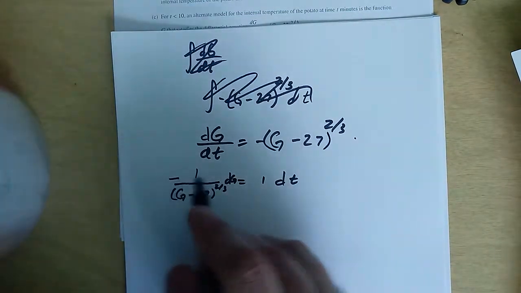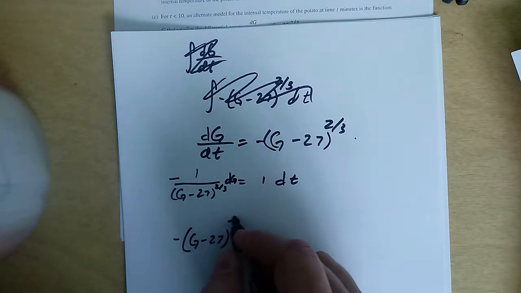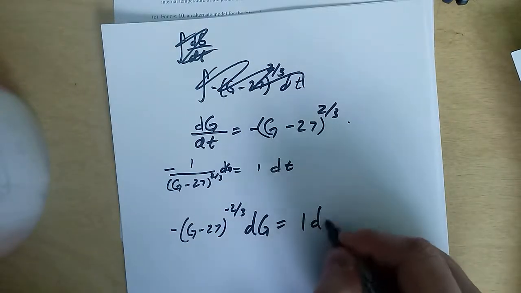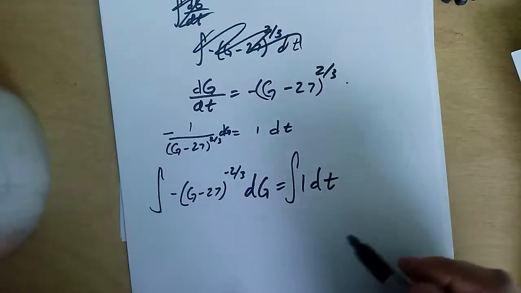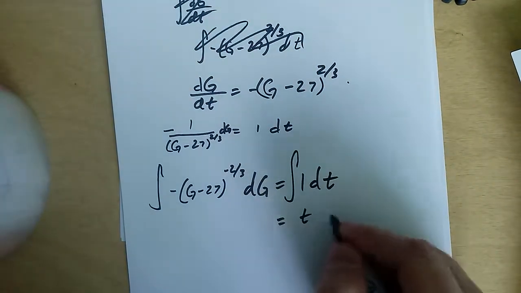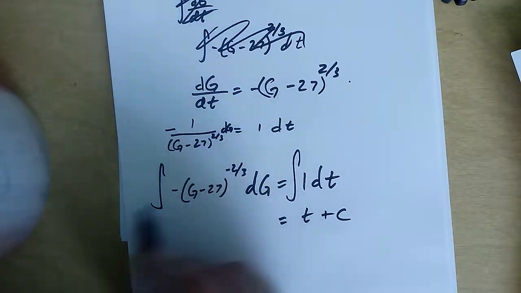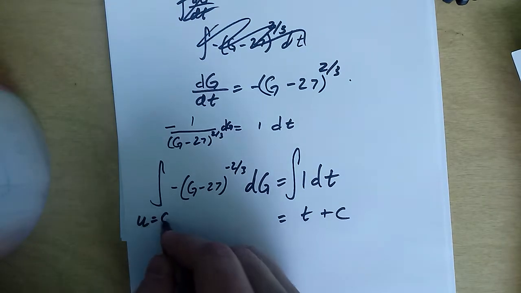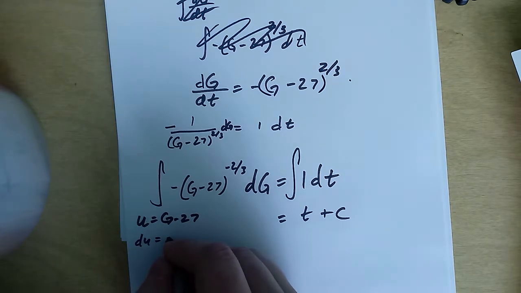So I'm going to rewrite the left-hand side first. I'm going to say this is negative (g minus 27) to the negative 2/3 dg is equal to 1 dt. So now when I integrate this, right-hand side, nice and easy, t plus c. We don't know what c is, but we know that. And then over on the left-hand side, I'm going to need to use u substitution. So I'm going to say u is equal to g minus 27, du is equal to 1 dg.